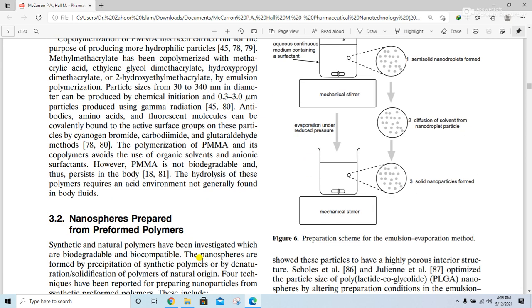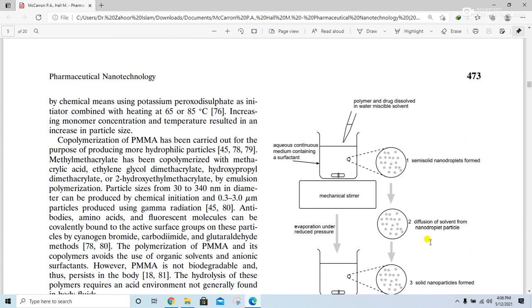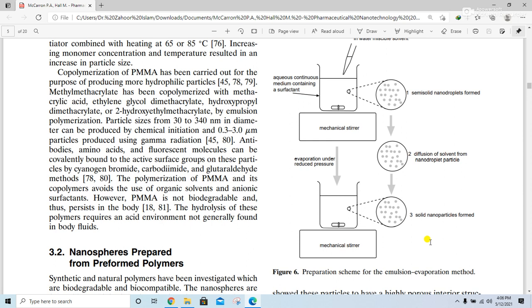Once again, look at the preparation scheme for the emulsion evaporation method. This is also a method used for the preparation of nanosphere nanoparticles. This is a mechanical stirrer, and the same method is applied here. This is an aqueous continuous medium containing surfactants. This is also a magnetic stirrer, and there is evaporation under reduced pressure. In the first step, you can see that semi-solid nanodroplets are formed.